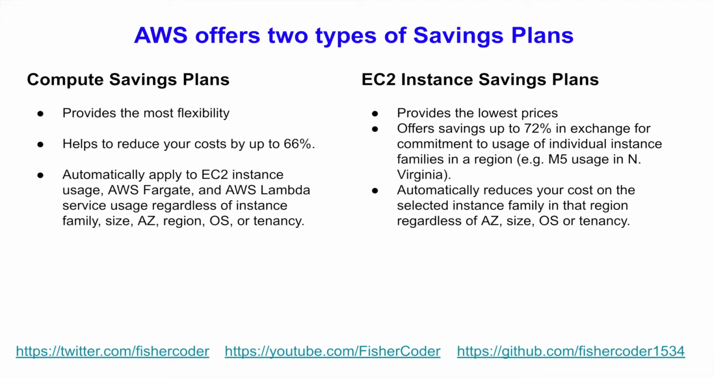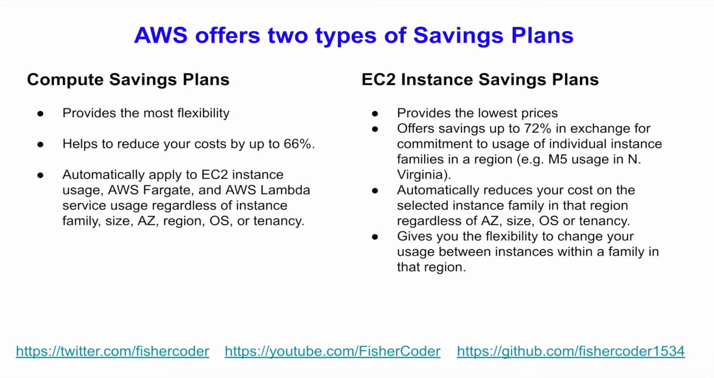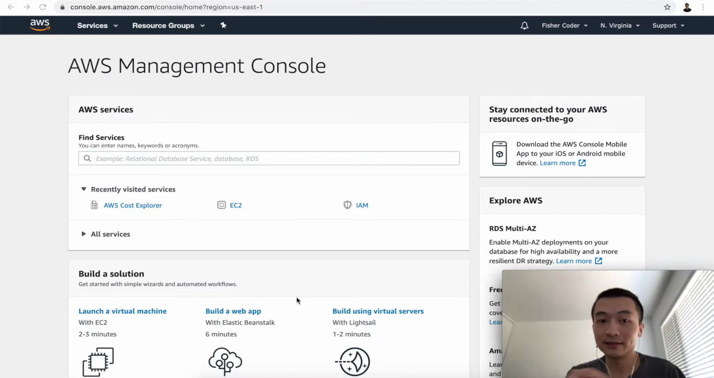For example, your Savings Plan covers the usage of different sizes of the same instance type, such as C5.large or C5.4xlarge throughout this region, for example PDX. You can even switch from Linux to Windows while continuing to enjoy the benefit without having to make any changes to your Savings Plan. It gives you a lot of flexibility to change your usage between instances within a family in that region. All right, with that said, let's dive into my own personal AWS account.